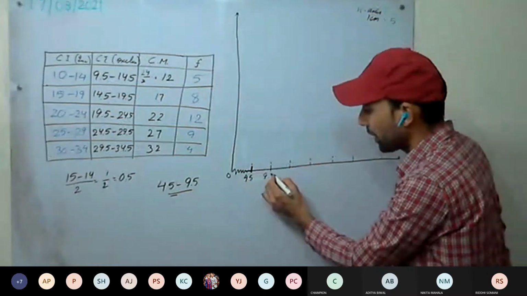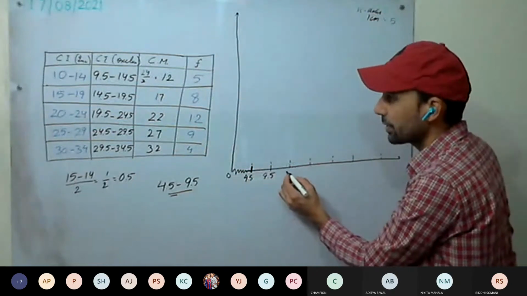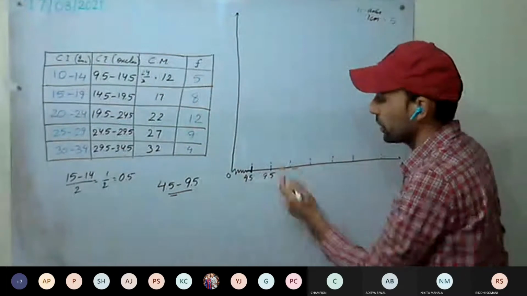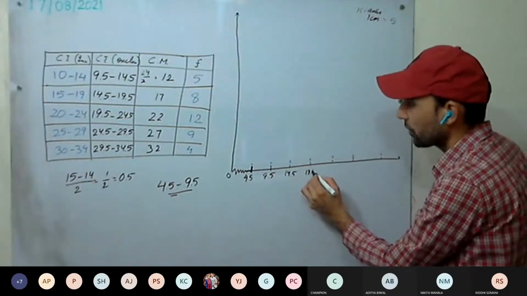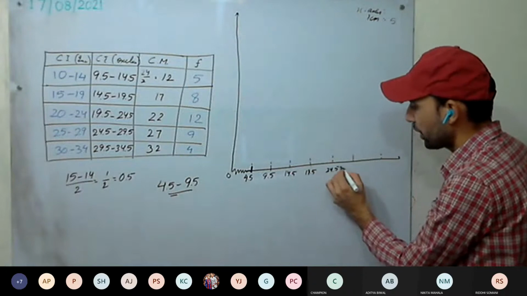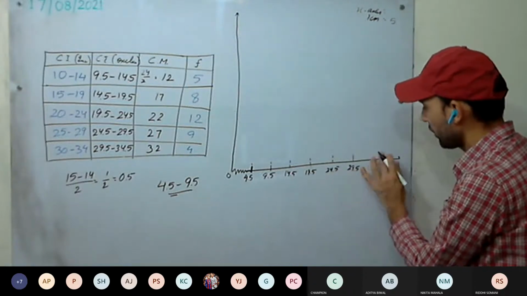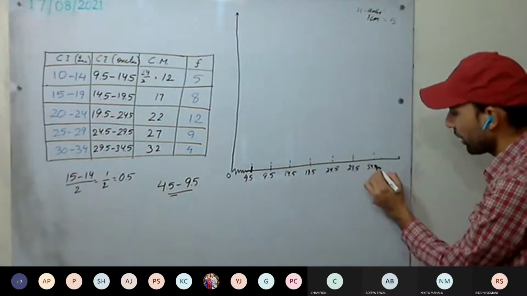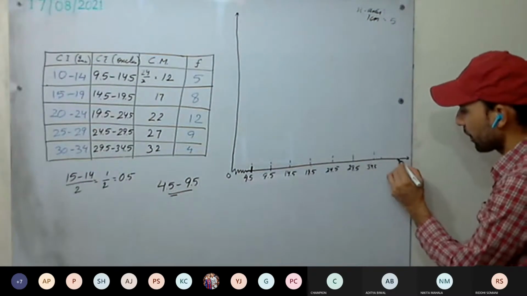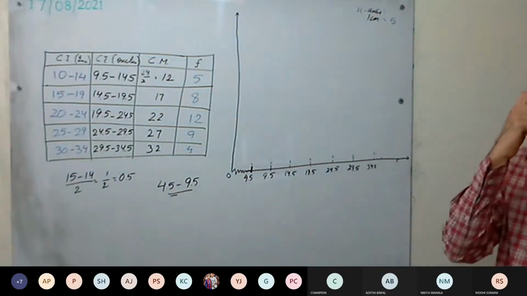So 4.5, 9.5. Now next, how much will it be? 14.5, then 19.5, 24.5, 29.5, and next one here 34.5, and one more we require. What will it be?